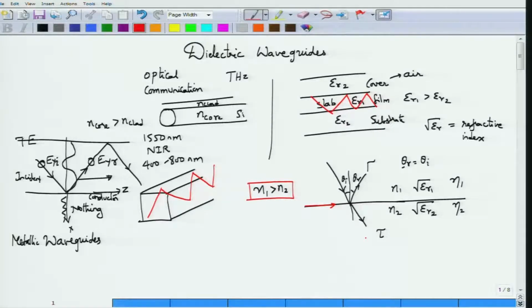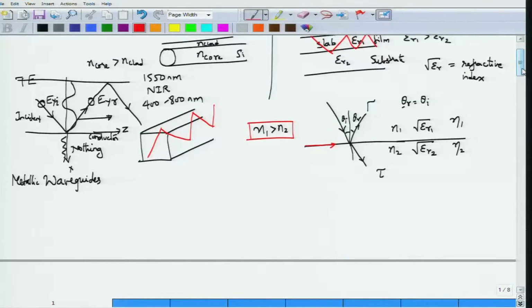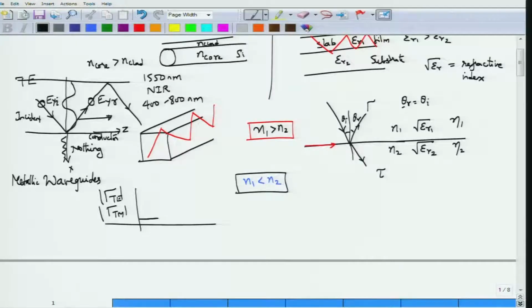Alright. Now consider what happens when n1 becomes less than n2, right? So assume that n1 is less than n2, what would happen to this particular scenario? We saw that if you were to plot R TE, which was the reflection coefficient, or you can think of this as gamma TE with whatever the notation, or gamma TM, and you plot the absolute value, what you found was the reflection coefficient had some value, but after a certain point it went down and then it became 1, right? So at a certain angle it became 1.